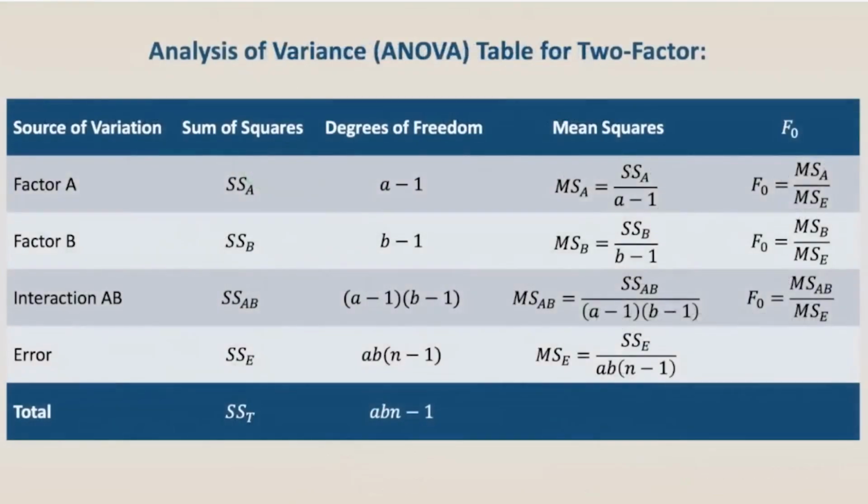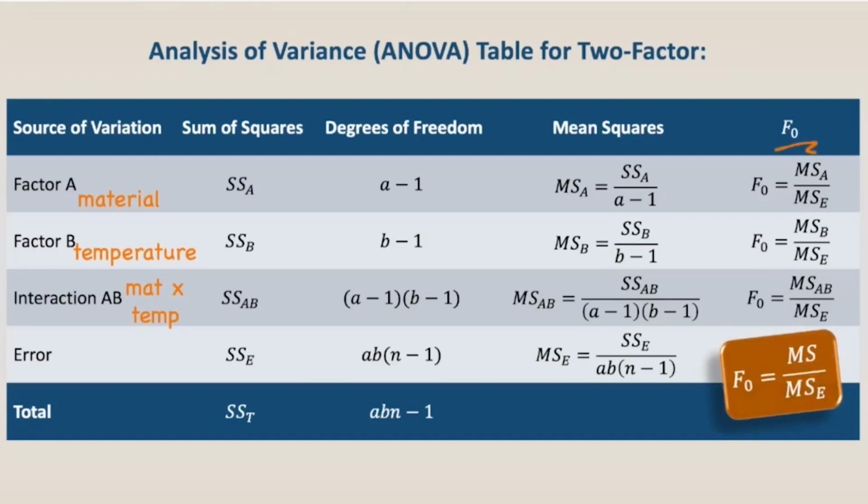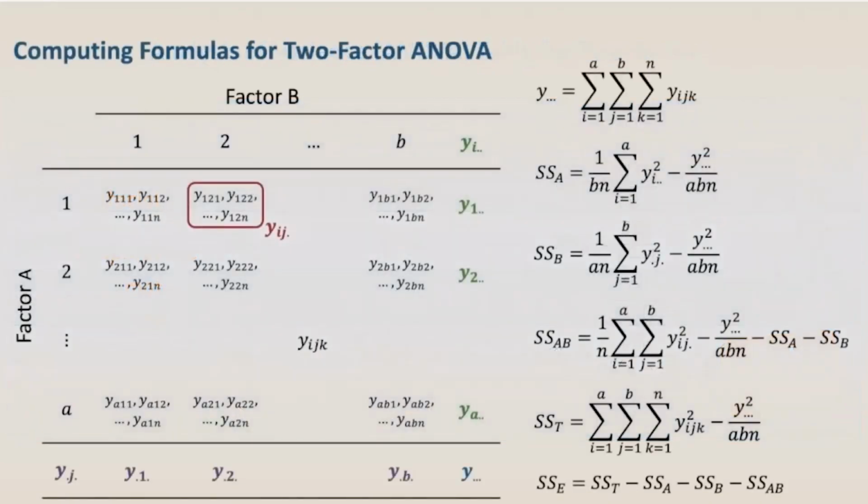So the analysis of variance table presents the total variability of the data split into the variability of factor A, factor B, and the interaction, in our particular case, material, temperature, and the interaction between material and temperature. Each one of these sources of variation will be compared to the error by using the F-test, that is the ratio between the mean square of a factor or interaction and the mean square of the error. In this slide, we have the computing formulas for the two-factor ANOVA, but we are using Excel to calculate them.